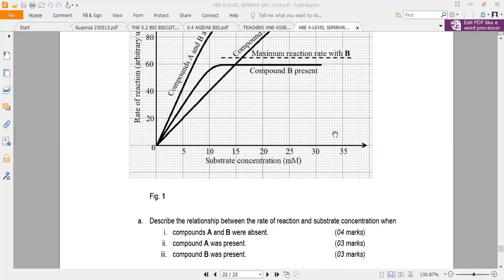I will describe the relationship of this. As substrate concentration increases from 0.28 mmol, the rate of reaction increases. Then, as substrate concentration increases to 0.830 mmol, rate of reaction remains constant. Thank you.